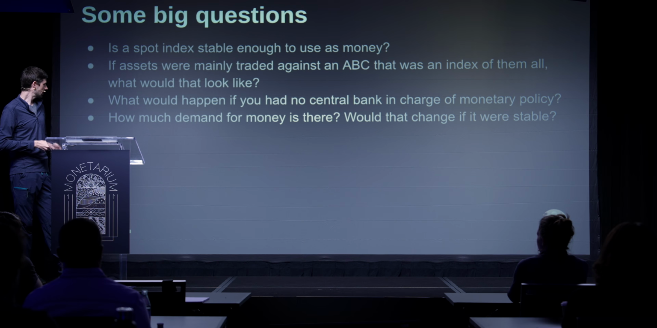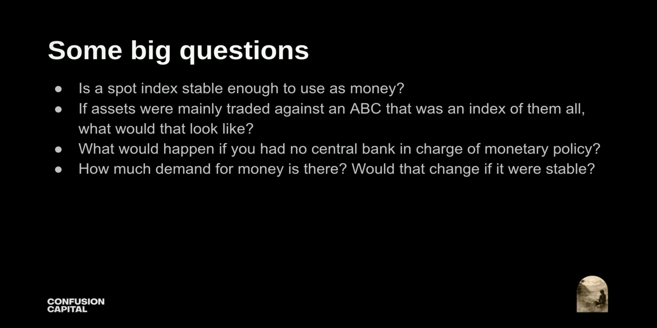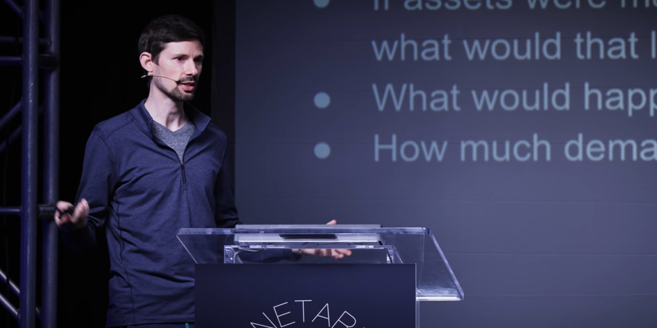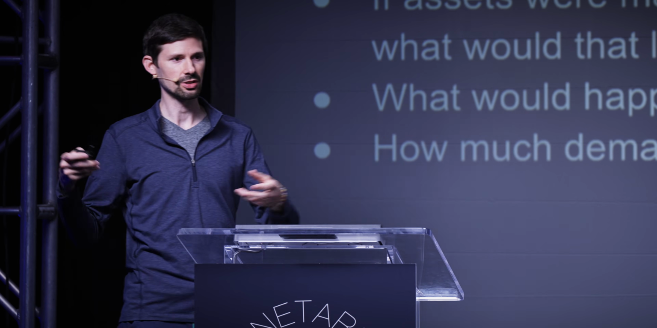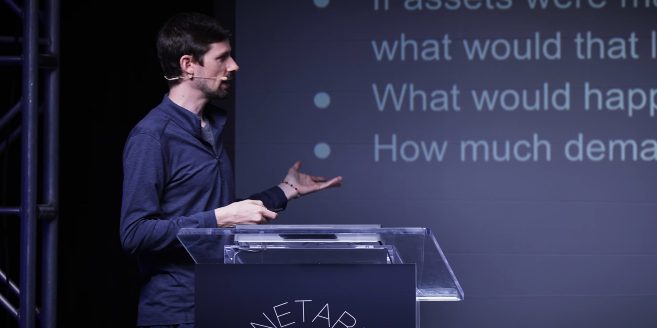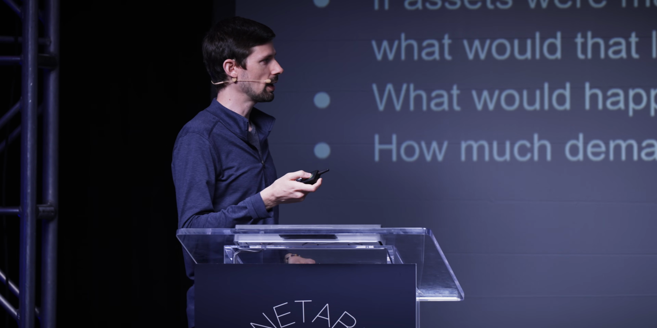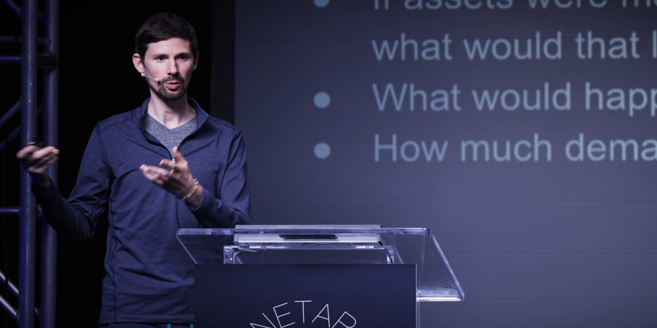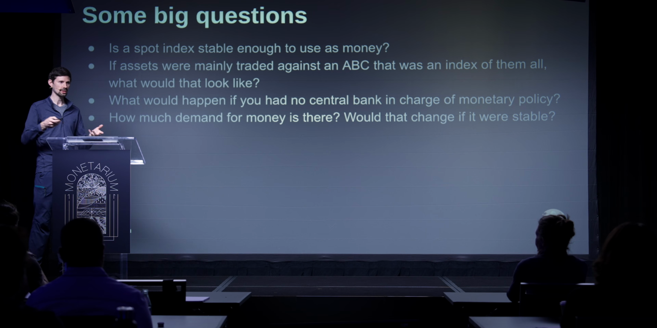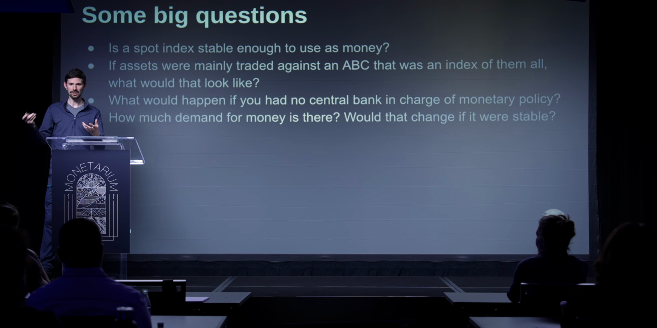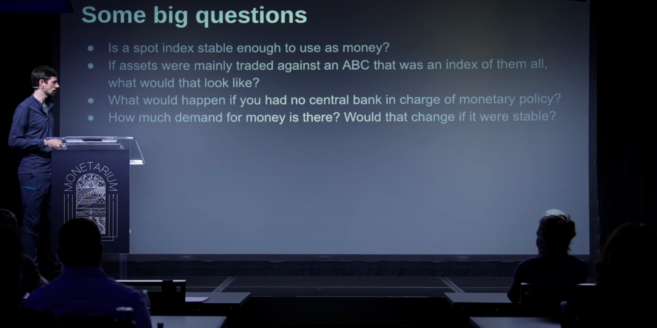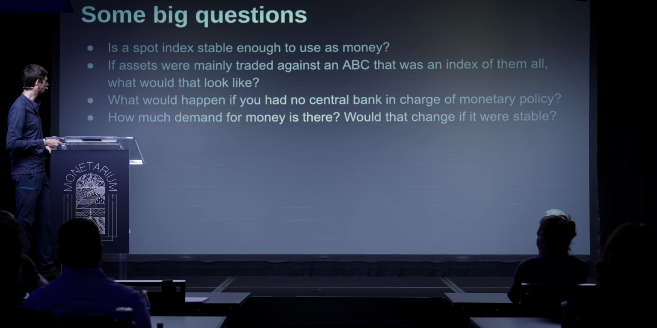Another such question is, how much demand is there for monies? If everything starts being sucked into an index to create a currency that's an index of everything, how much actually gets sucked in? We can look at the demand for money today, but we also have to think about whether that demand would change if money were stable. Money today is not stable, and so the demand for it reflects the fact that it has the properties that it has. So these are some example big questions.